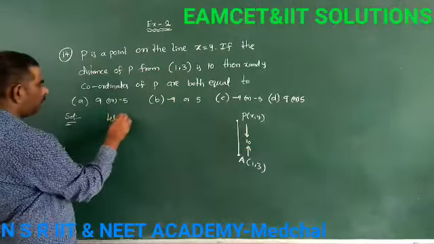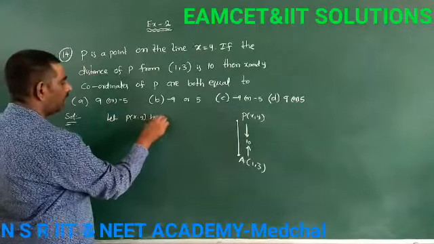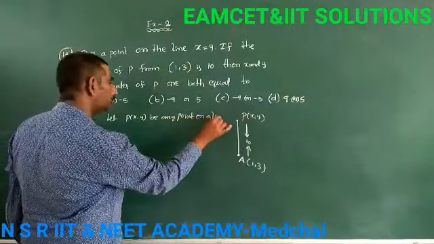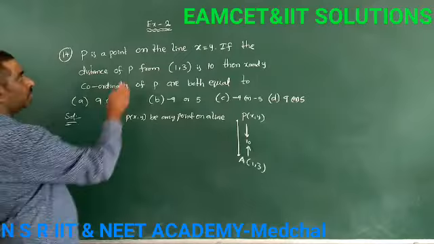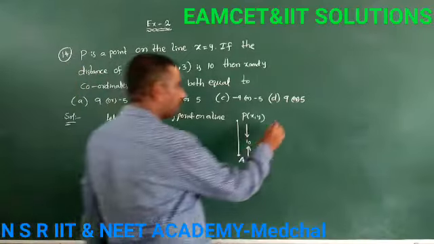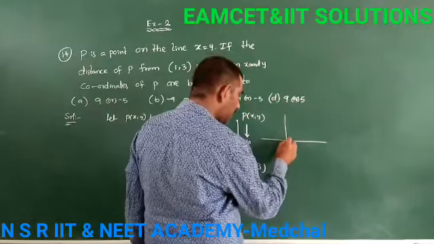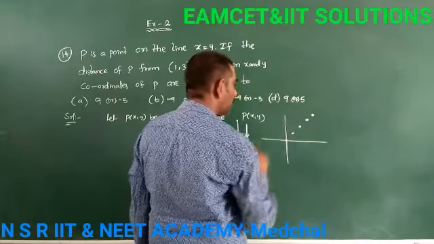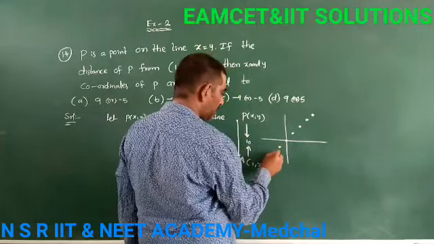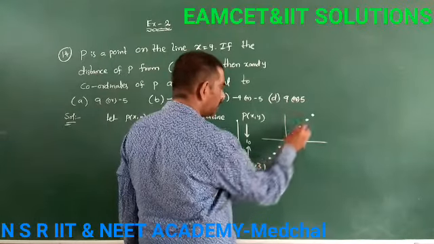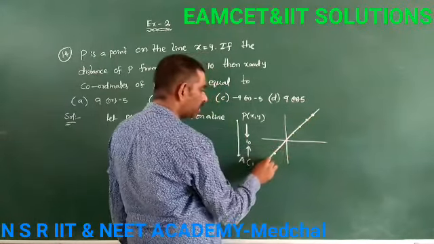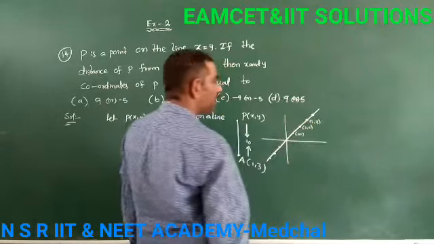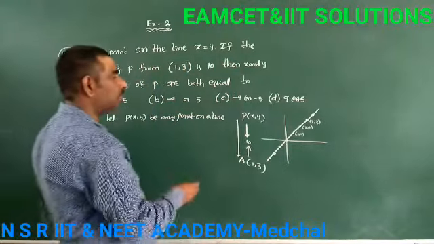So let P x comma y be any point on a line. So this line lies on x is equal to y. X equal to y line means the x and y coordinates are equal at 0 comma 0, 1 comma 1, 2 comma 2, 3 comma 3, 4 comma 4, and the same as minus 1 comma minus 1, minus 2 comma minus 2, minus 3 comma minus 3. X equal to y line means it is passing through the origin. This is 1 comma 1, 2 comma 2. So x and y coordinates are equal on the x is equal to y line.